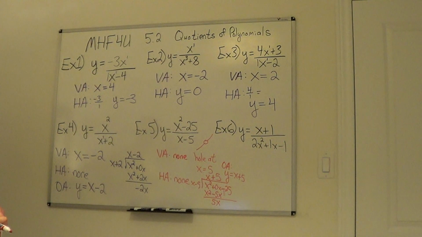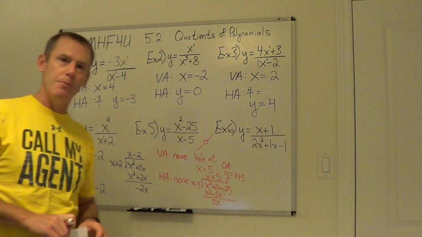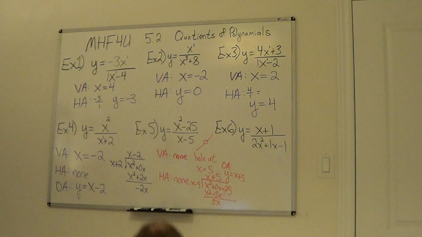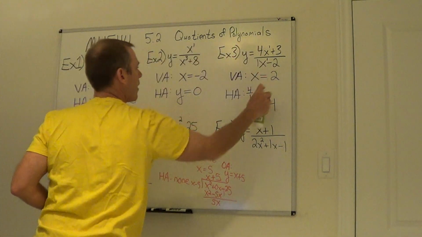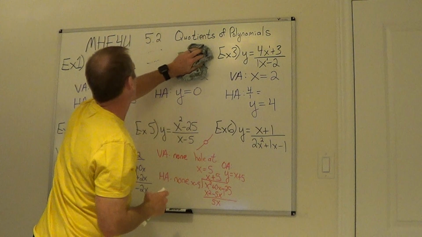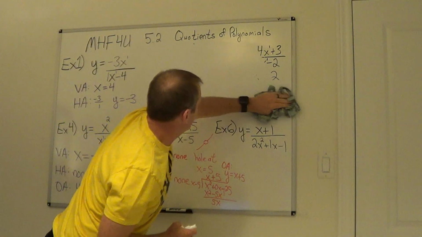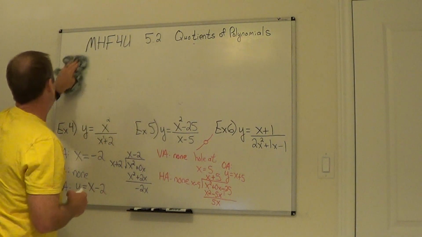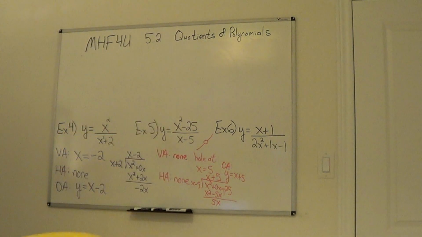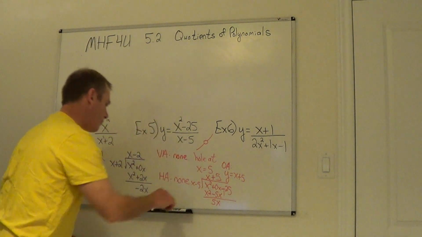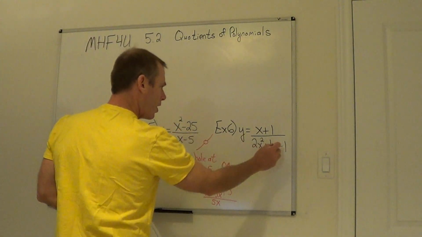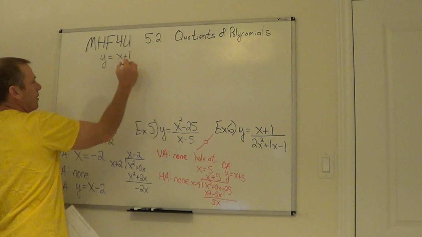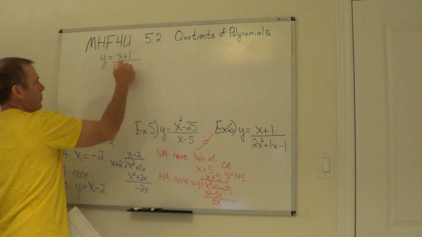All right, last one. I'm not going to have room here, so I might have to post a separate video for example number 6. Let's see here. Never mind. We'll wash out everything here. All right, so again, same process, looking at our denominator. So I'm going to write this back up here, example 6. We got y equals x plus 1 over 2x squared plus 1x minus 1.